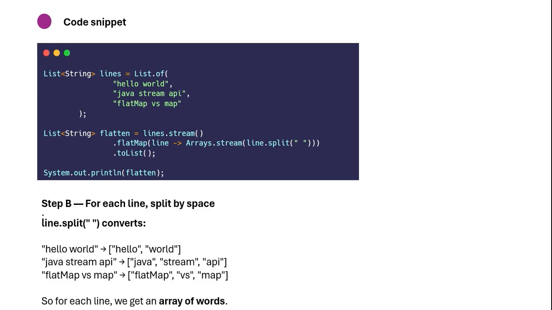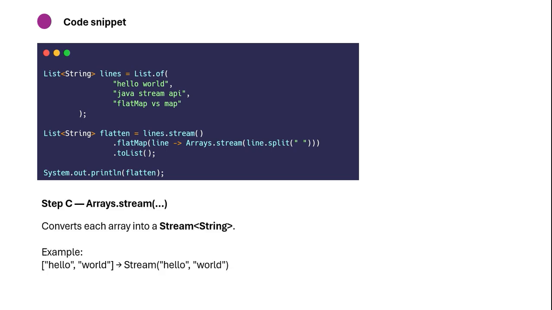For example, here we have "hello world", so it is converted into an array, like hello, world. Similarly, we split them using space, so the sentences are converted into words. So for each line we get an array of words. The next step is we convert each array into a stream. So the hello world array is converted into a stream of hello and world.